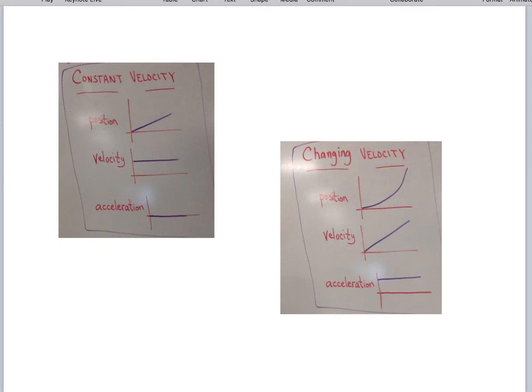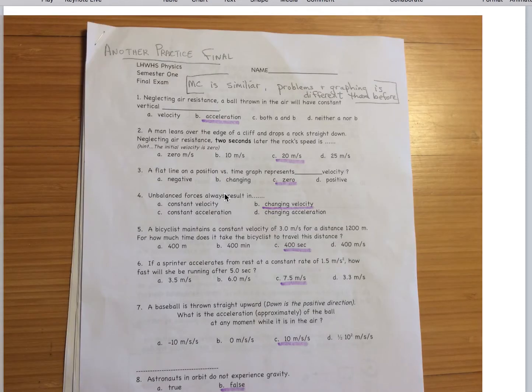But to get things to move, when you unbalance those forces, you do change their motion. You do change how their velocity moves. You could change their acceleration, but the acceleration could also stay constant. So the one answer that fits all of those for unbalanced forces would be a changing velocity.